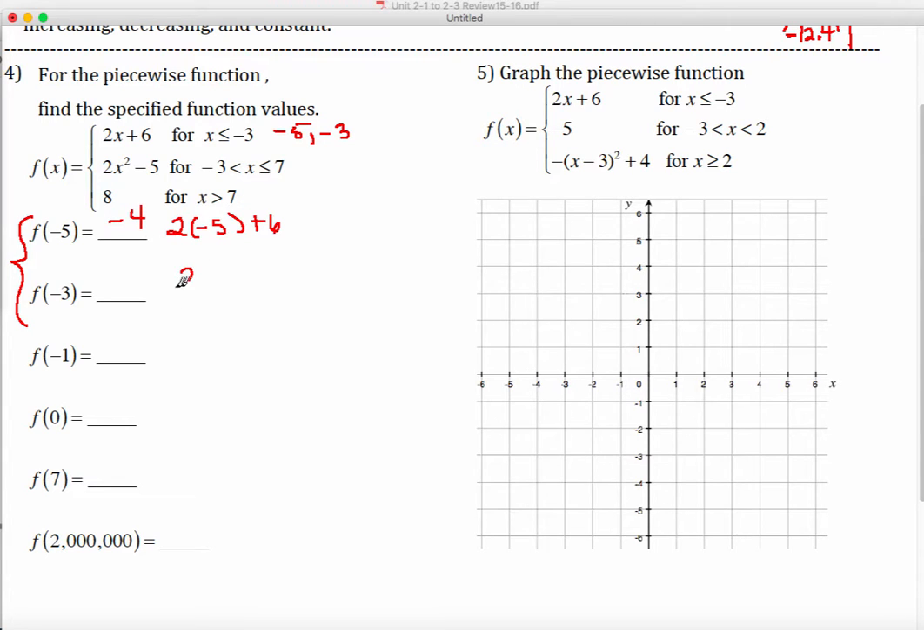And then we're going to put a negative 3 into the same equation, and you get 2 times negative 3, which is negative 6, plus 6 is 0. Now that's done. Those two are done, and we're moving on.